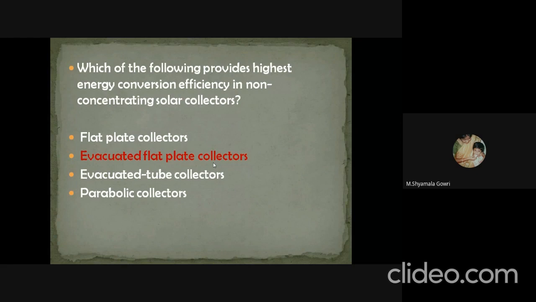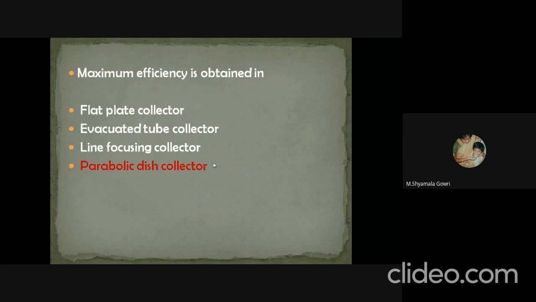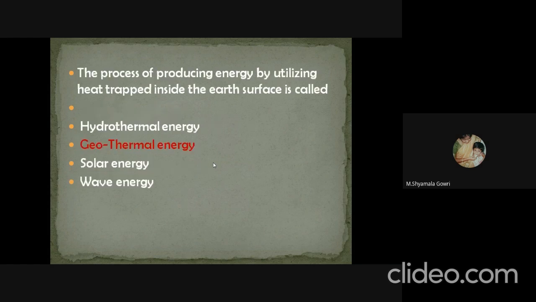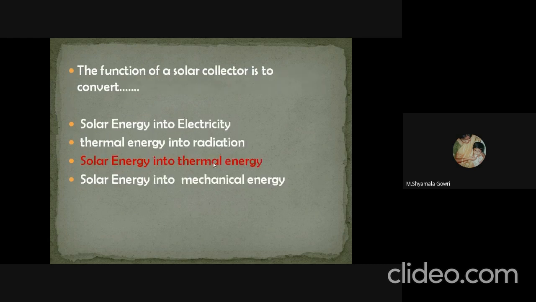Conversion efficiency: maximum efficiency is obtained in the parabolic dish collector compared to flat plate, evacuated and line focusing collectors. The process of producing energy by utilizing heat trapped inside the Earth's surface is called geothermal energy. The function of a solar collector is to convert solar energy into thermal energy. In PV cells, solar energy is converted into electrical energy.